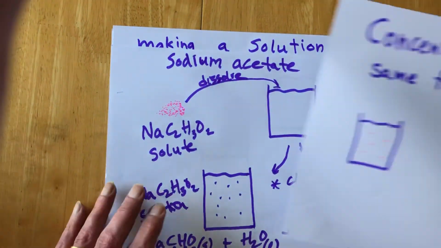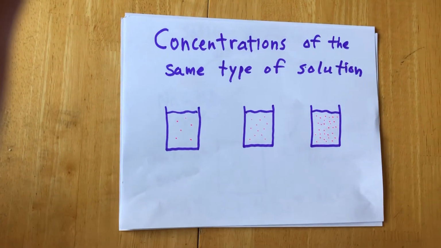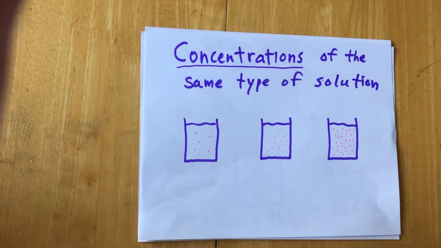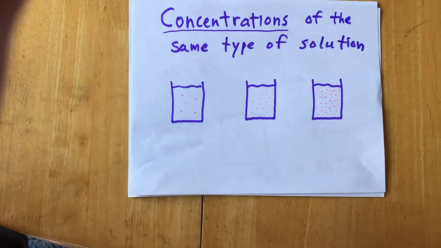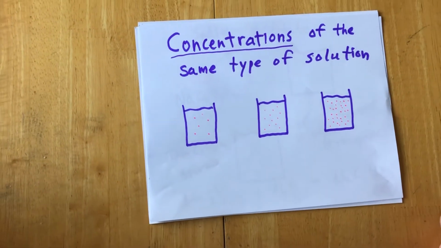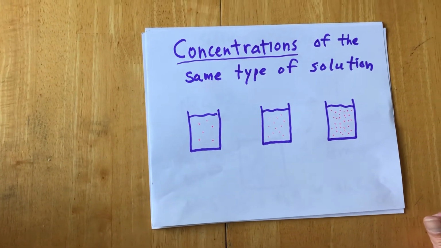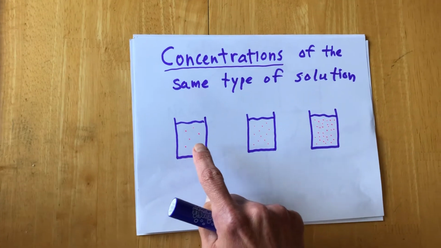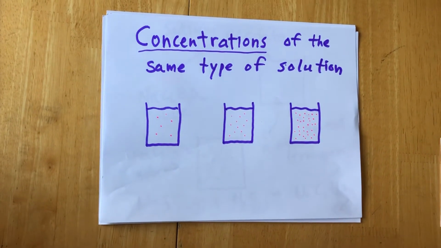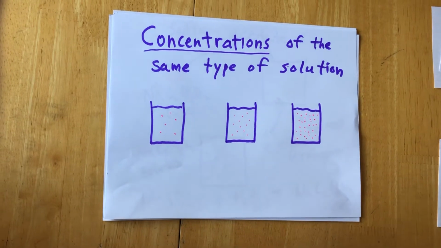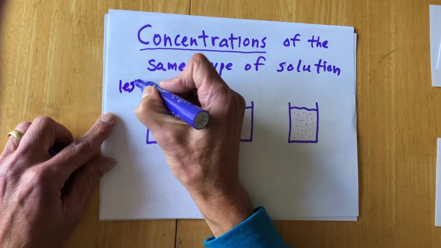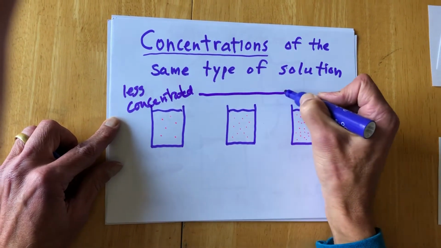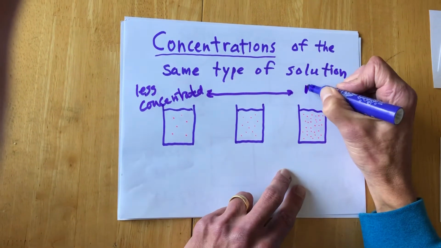Okay. Now, what I wanted to talk about today was a new concept, concentration. What is concentration? This diagram shows 3 beakers of the same solution. It might be sodium acetate solution. And what I want you to see is that they are different concentrations, so that over here you have less concentrated, and over here you get more concentrated.